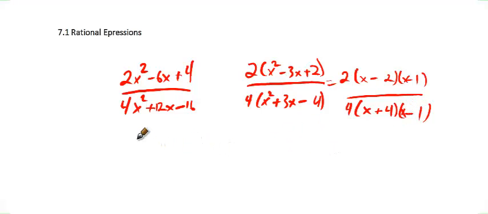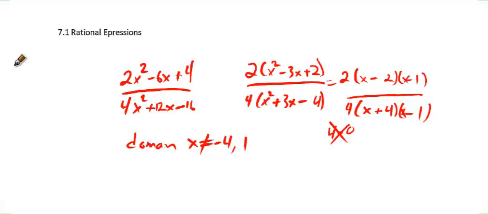Alright, so our domain. Do that first. X cannot equal. Now remember, 4 can't equal 0. So I don't really worry about that one. I worry about the x plus 4, which is the negative 4. X minus 1, if I add that over, I get a positive 1. X cannot equal these. That's my domain.